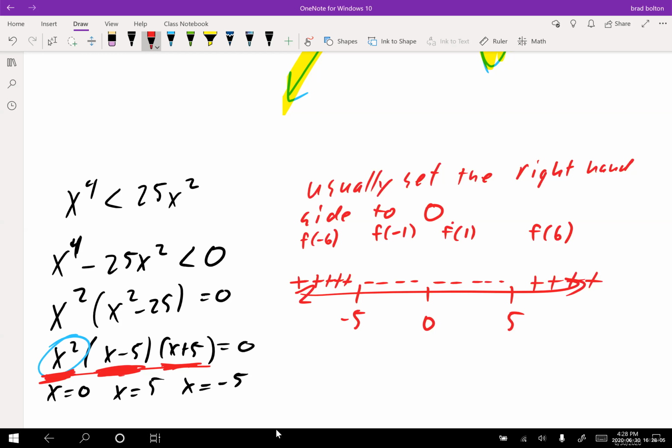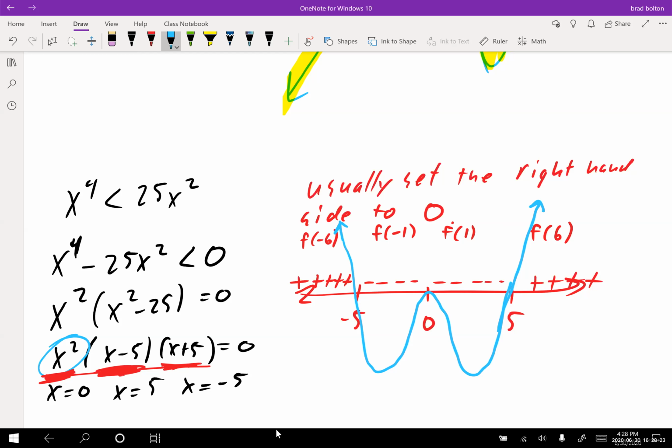Yep, that's what it does. So it does something like this. It goes like this, and then it comes up here, and then it bounces back down, and then it comes up here. So it looks like a W kind of, or something like that. So that's basically what the function is going to look like.